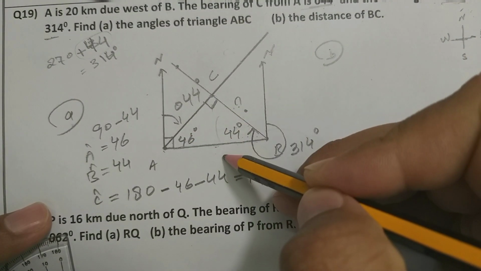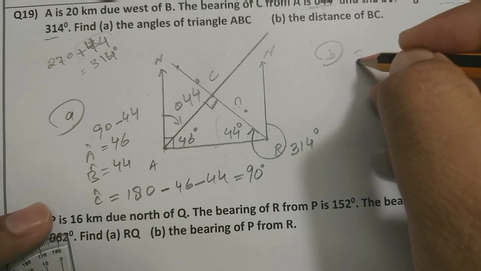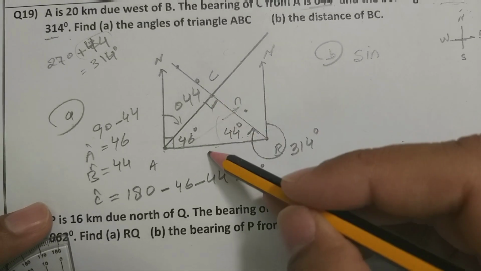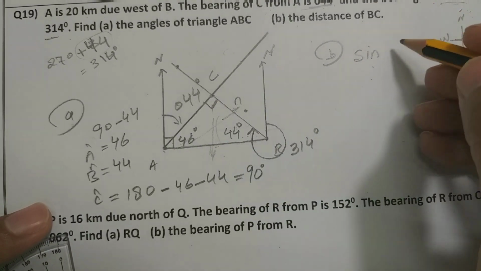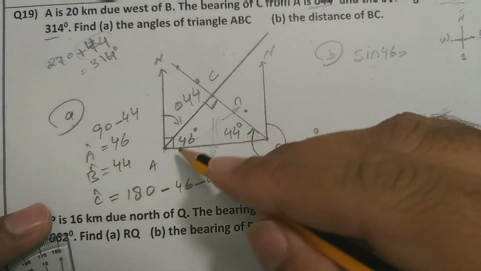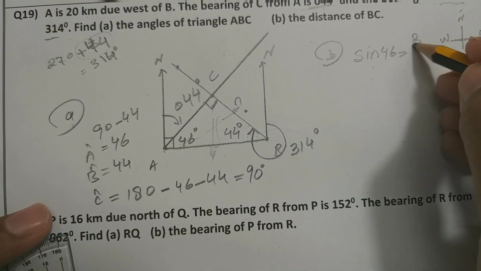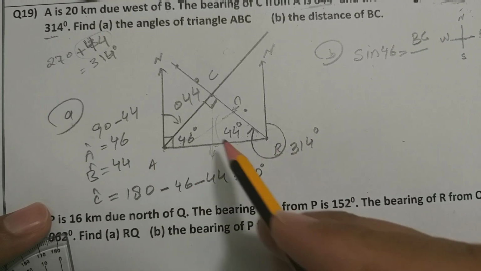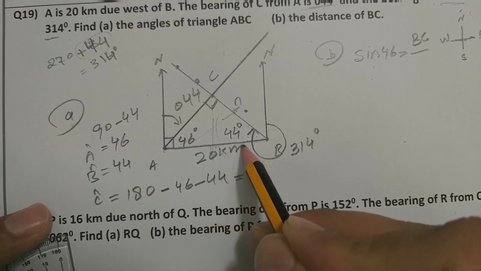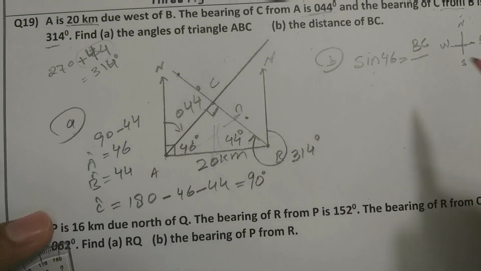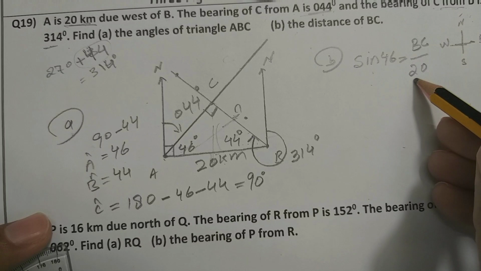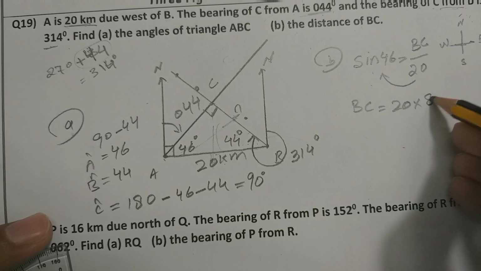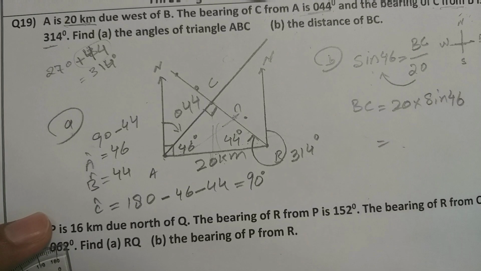Opposite over hypotenuse is sine. So this is the opposite side according to this angle, and this is the hypotenuse. So sine 46 equals the opposite, BC, divided by the given length A to B. This is 20 kilometers given in the question. So 20. Now this is division, transfer, multiplication. So BC equals 20 times sine 46.